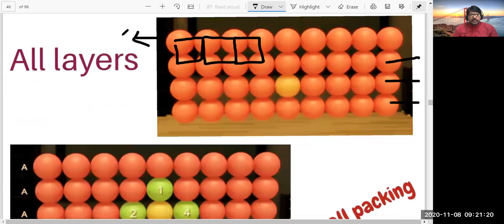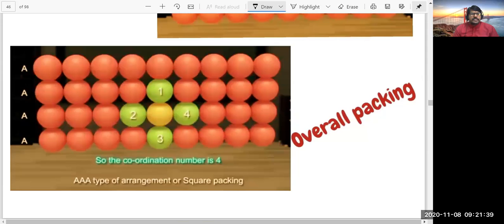And here, if I say the orientation of particles in the first layer is A, even in the second layer the particle orientation is exactly the same. Hence, we say A here, A here, A here. So overall, this is A type of packing. If you don't like A, you can say X type of packing, that is up to you. And according to the definition of coordination number, you can see this particle is directly in contact with four other particles, 1, 2, 3, 4.